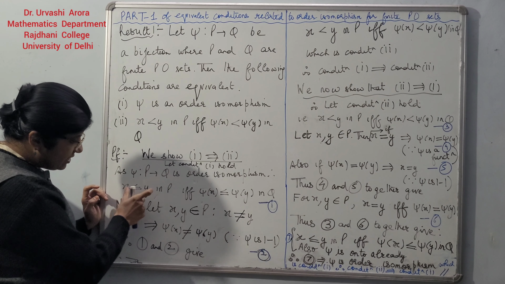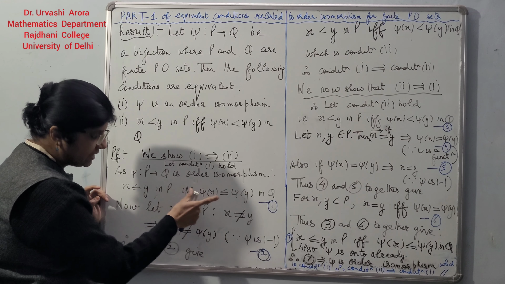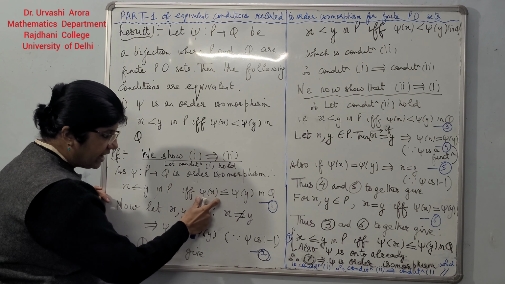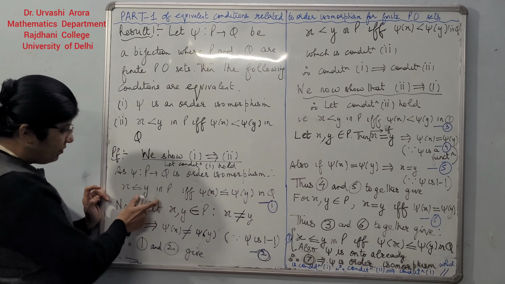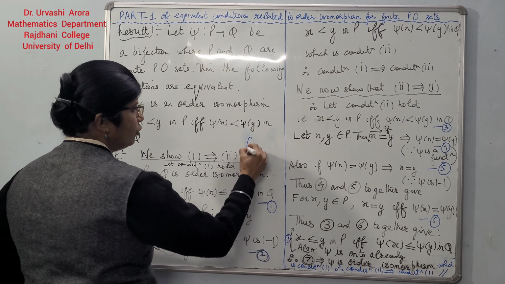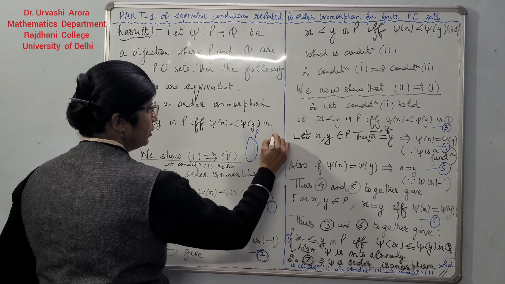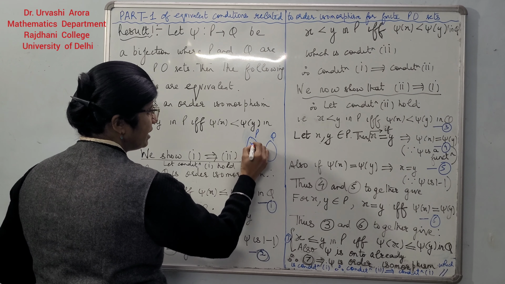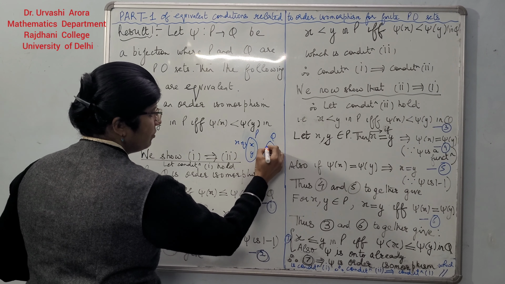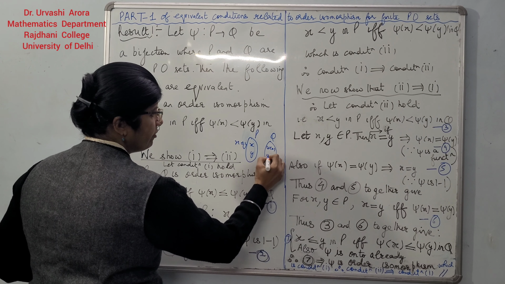That is, if x is related to y in P, this implies that their images psi x is related to psi y in Q, and if psi x is related to psi y in Q, then x is related to y in P. So this is the case that we have. P and Q are two sets, and if x and y are two elements over here, and if we have that x is related to y, then their images psi x and psi y will be here.